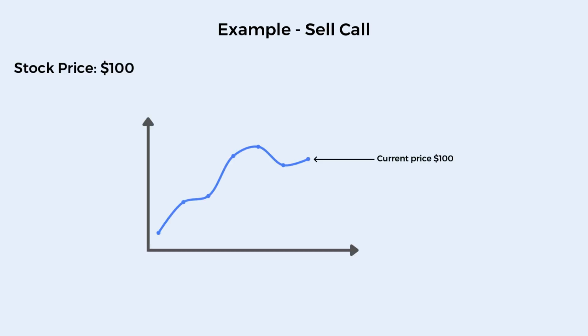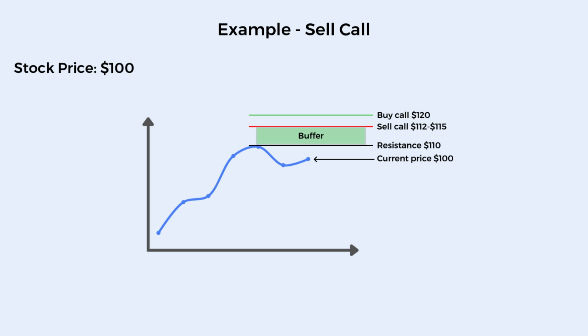Let's walk through a simple example. A stock is trading at $100. You identify resistance around 110. Instead of selling the 110 call, you might choose 112 or 115. That gives you a buffer. Then you buy a higher strike, like 120, to complete the spread.